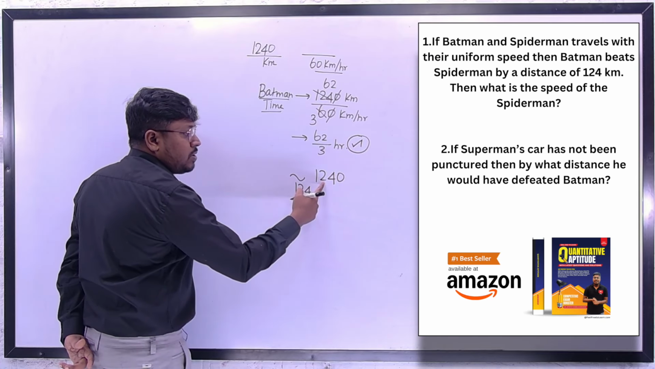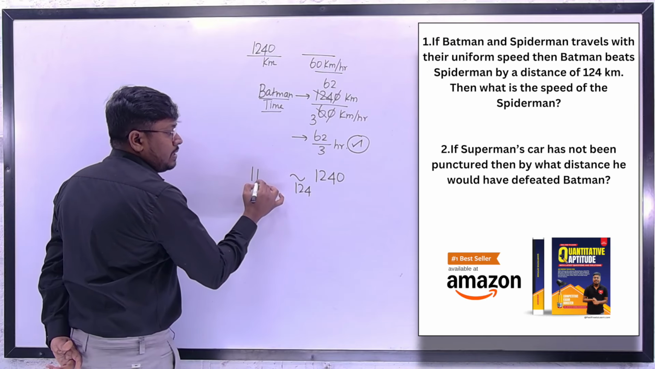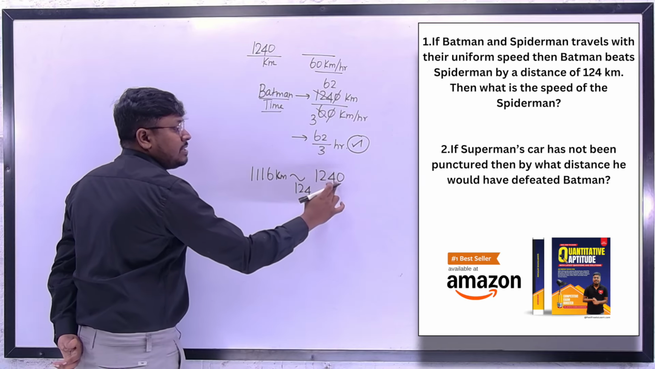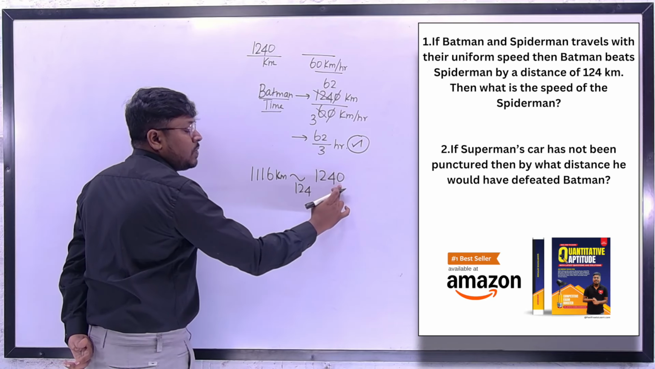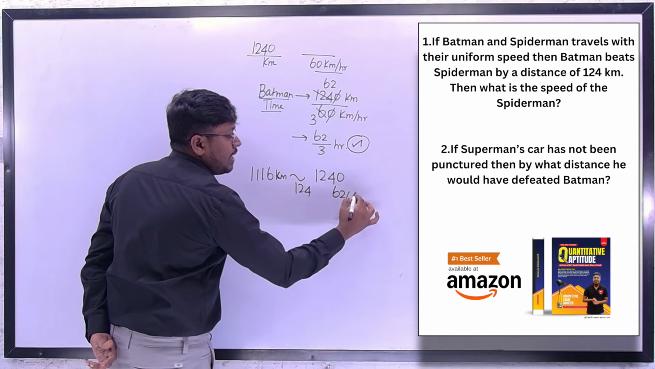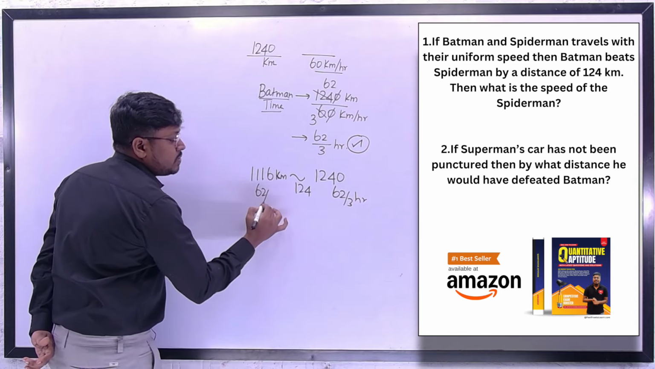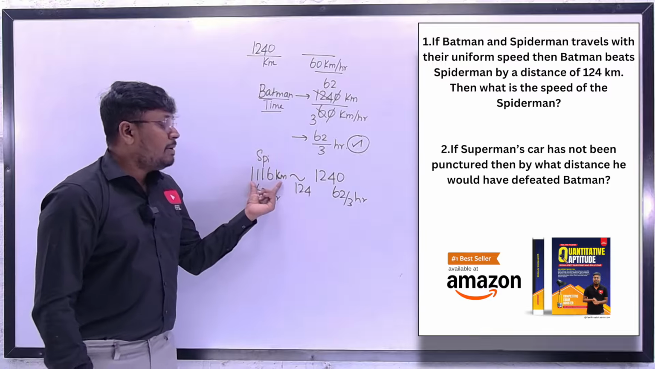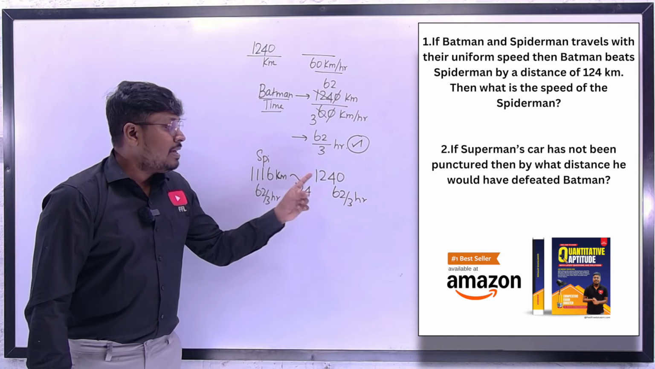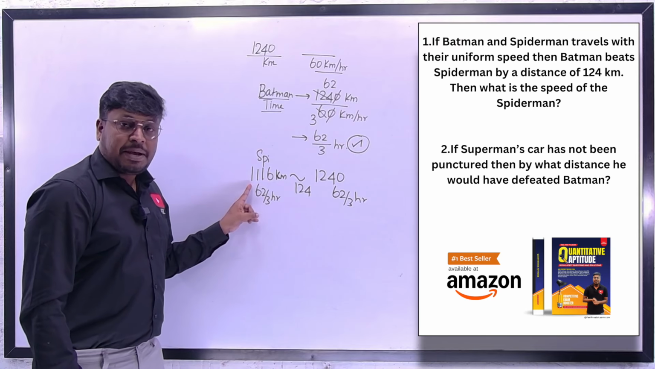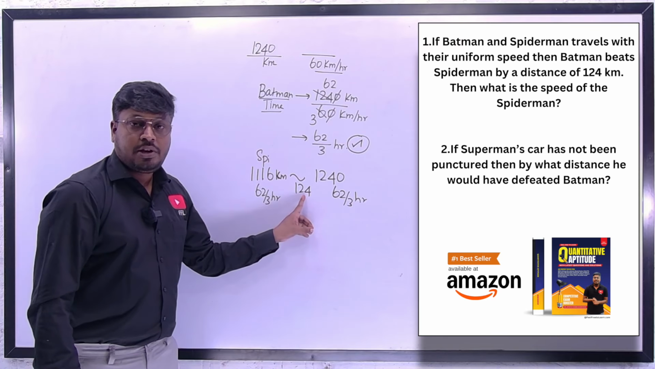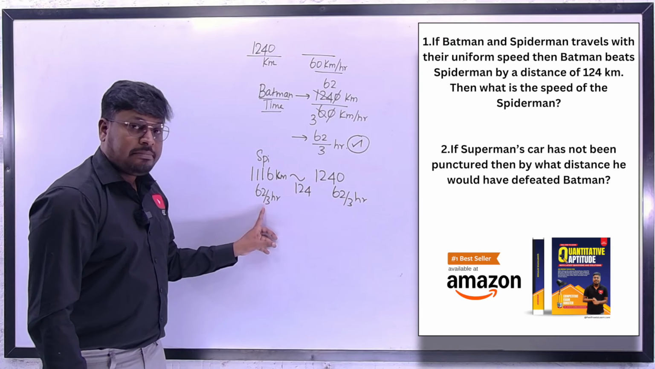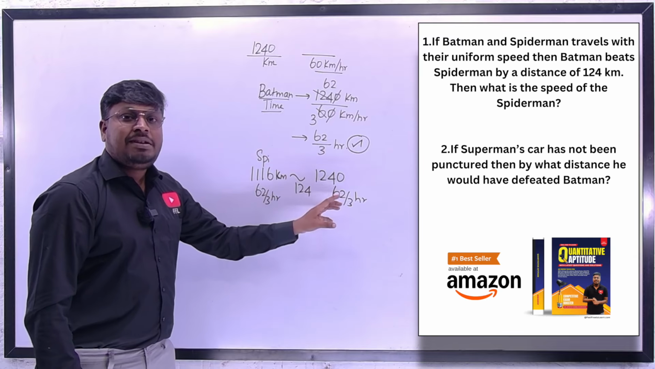So when you subtract 124 from here, 1116 kilometer. So now, while the Batman is reaching the total distance 1240 at a time of 62 by 3 hours, in this same time, 62 by 3 hours, the Spider-Man will be at the distance of 1116 kilometer. Only then we can say the Batman defeats the Spider-Man by a distance of 124 kilometer. So this is the concept of the race. Same time, but the distance will be different. So the speed will also be different.